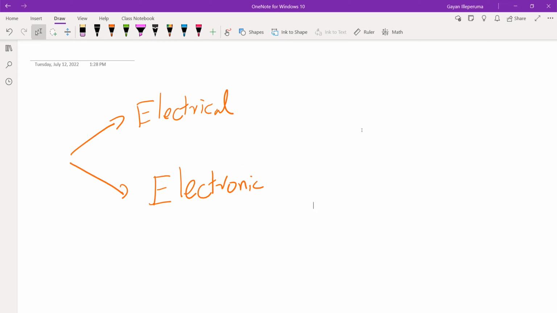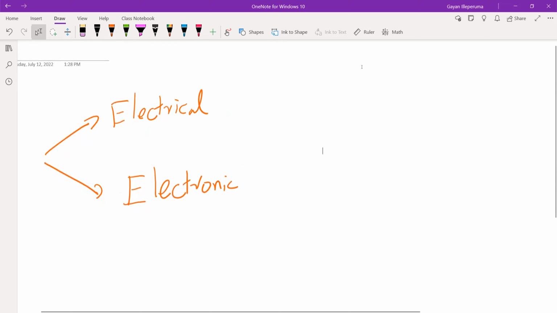Electrical devices convert electrical energy into mechanical energy. Electronic devices work on electrical energy. And do it simple. That is a bit closer.